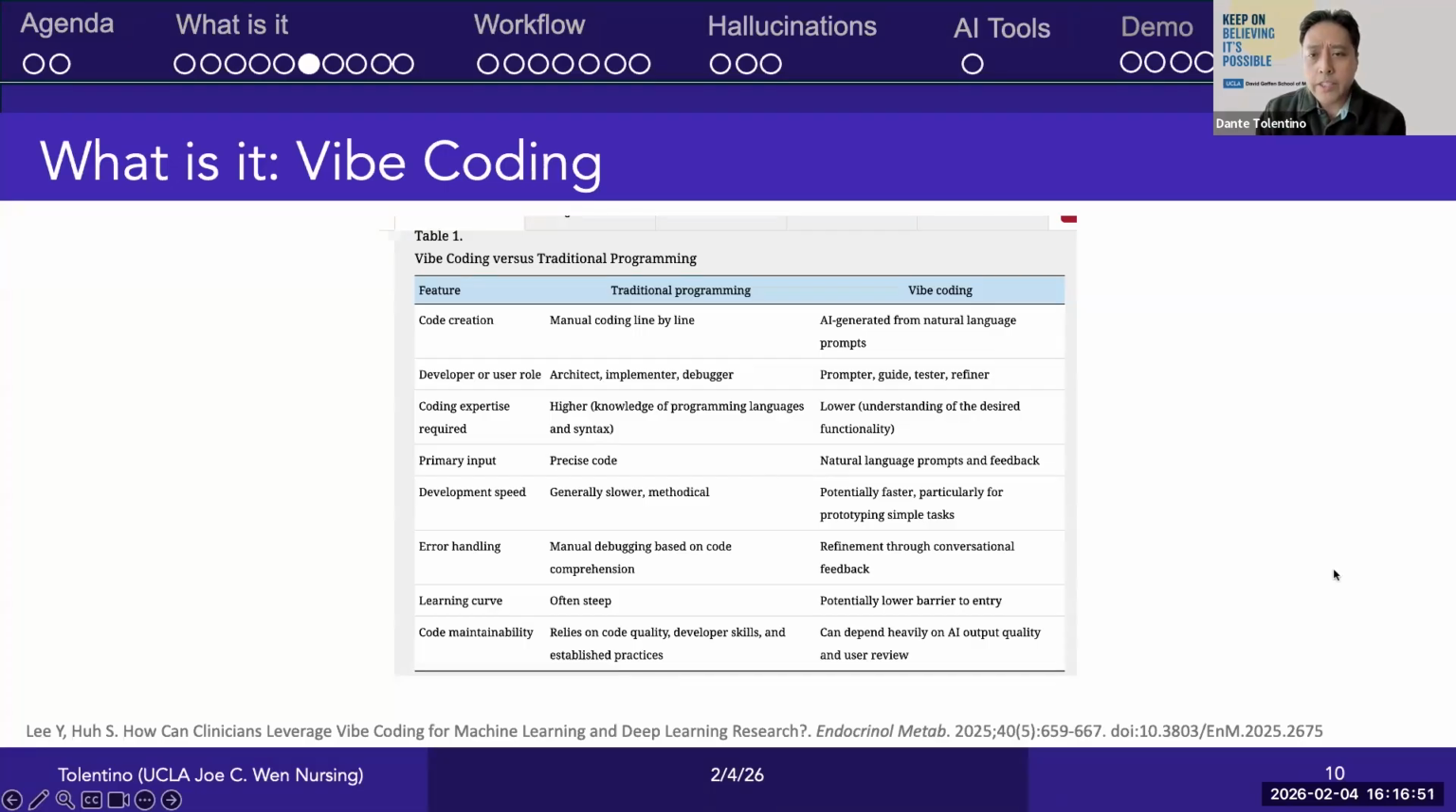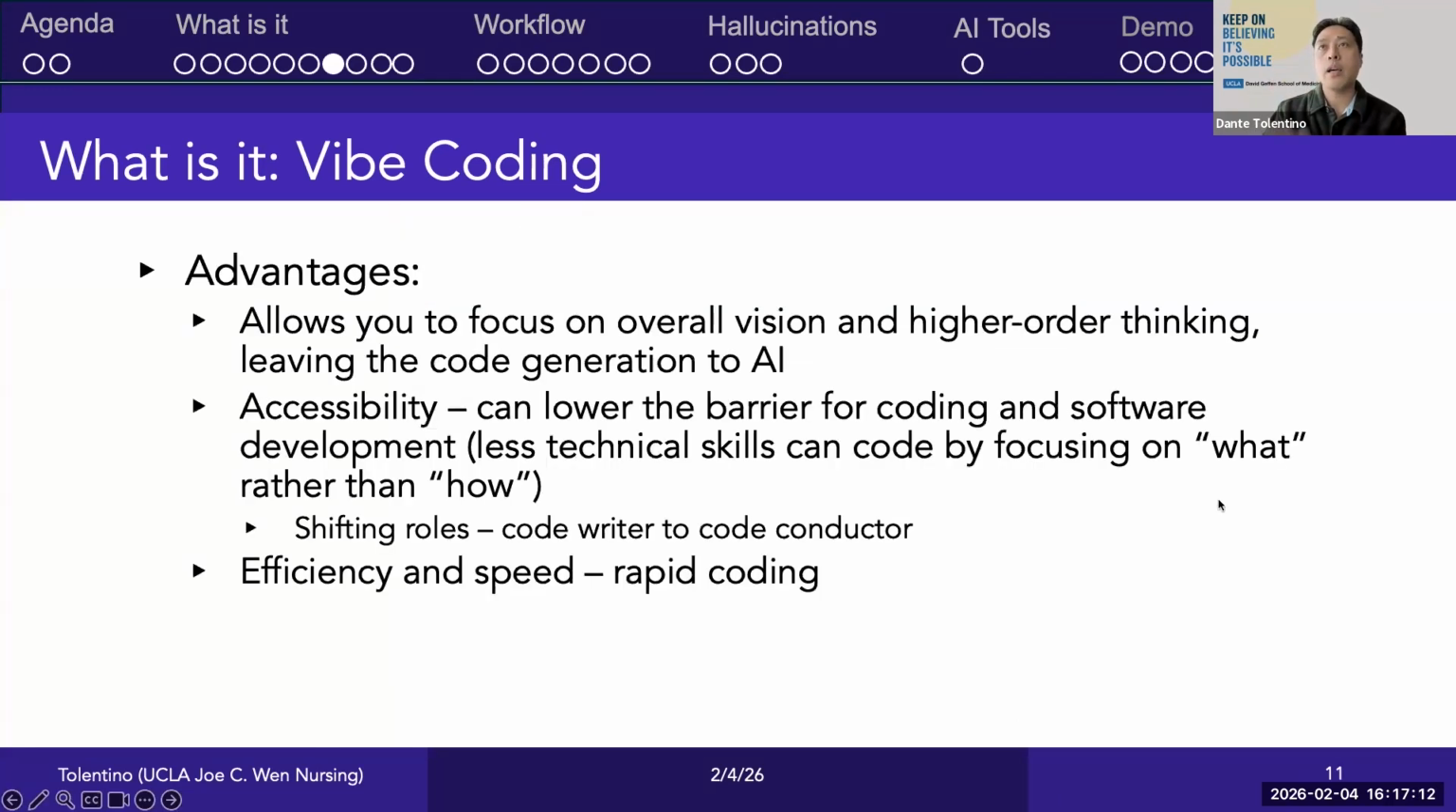To me, you're still engaging with the work that you're doing, but again, it's a shift. I think many of us shifting our role from architect, implementer, and debugger to prompter, guider, tester, and refiner might find it difficult at first. But again, it's a shift in our way of working and thinking when we're doing a lot of this work. Which leads us to many advantages of using vibe coding.